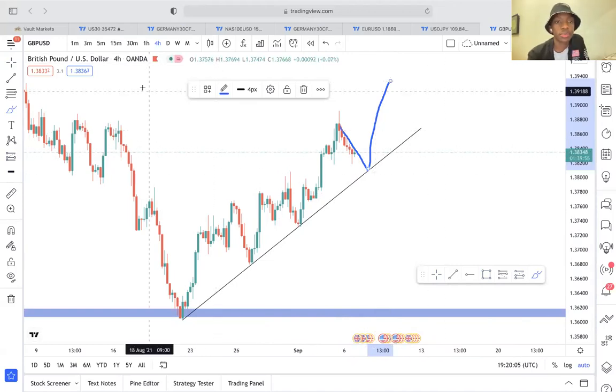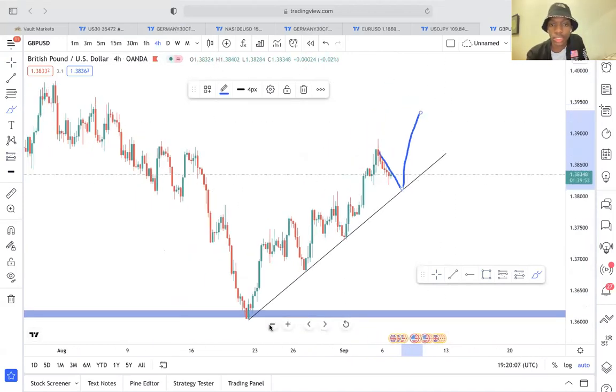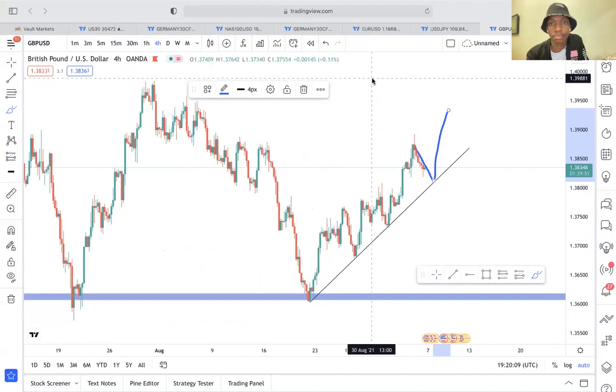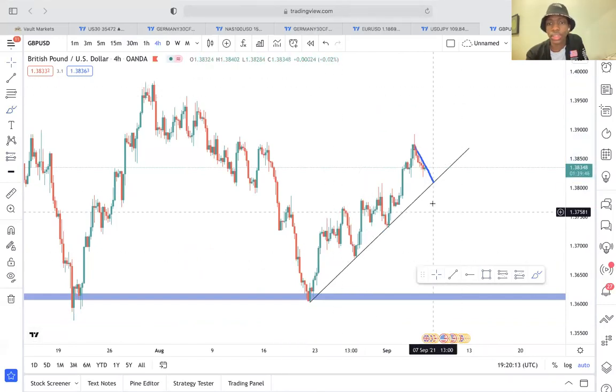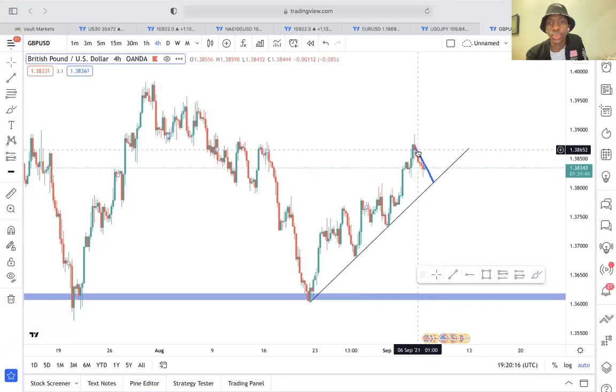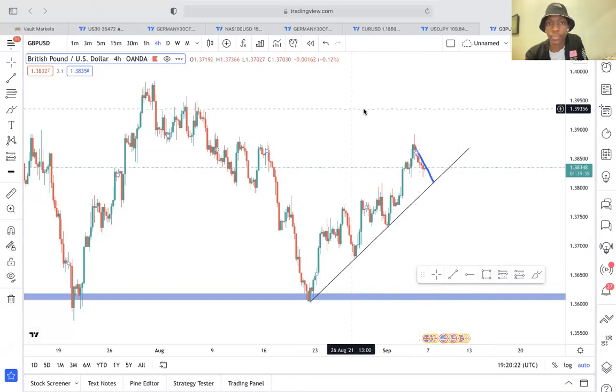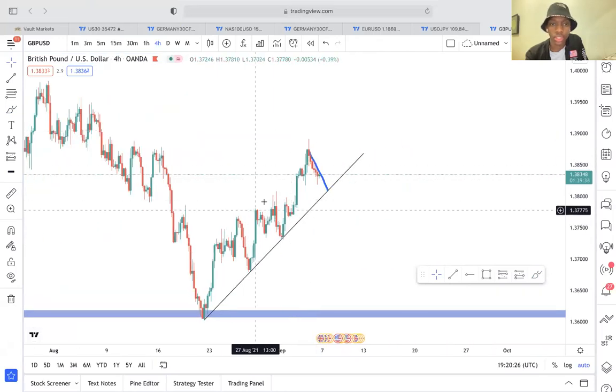That's GBPUSD, guys. That's the analysis. There isn't really anything else to it. Simply need to wait for it to retrace down to the trend line to create the fourth low. Yeah, I don't see anything else.